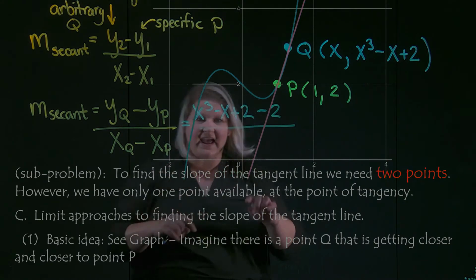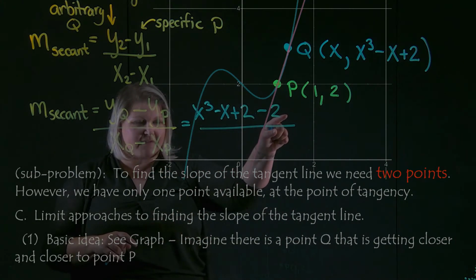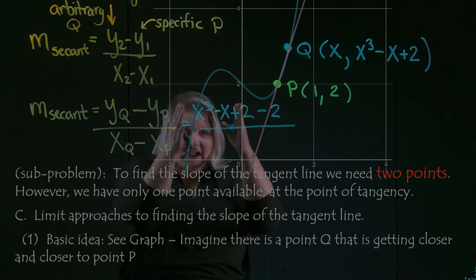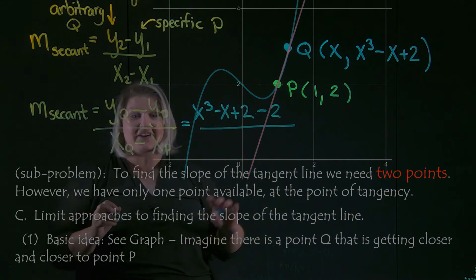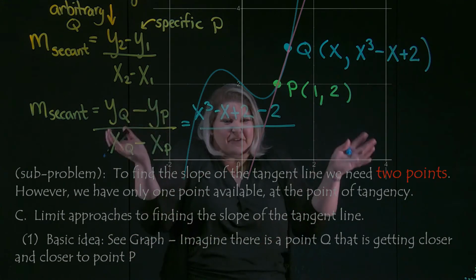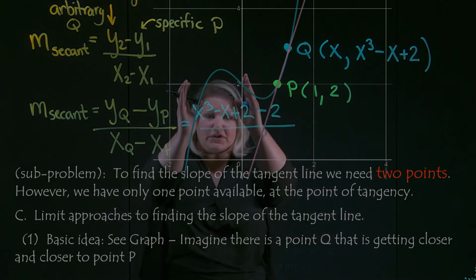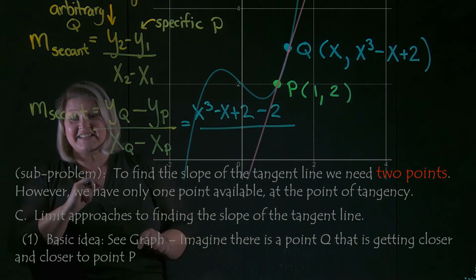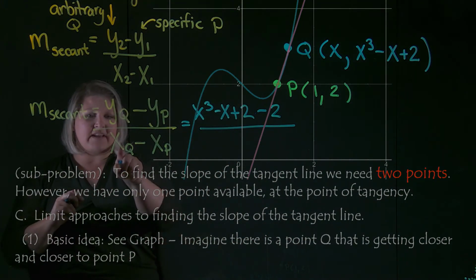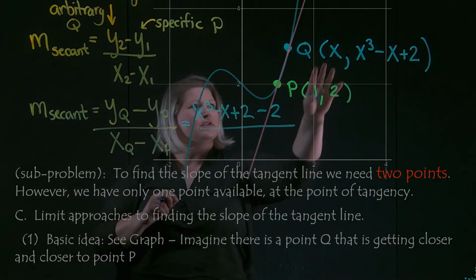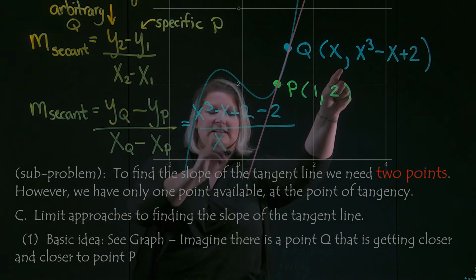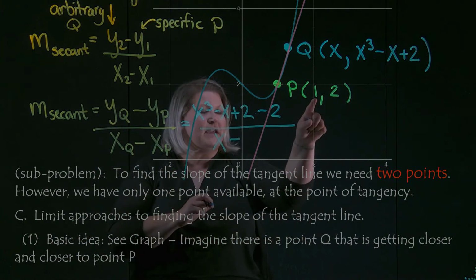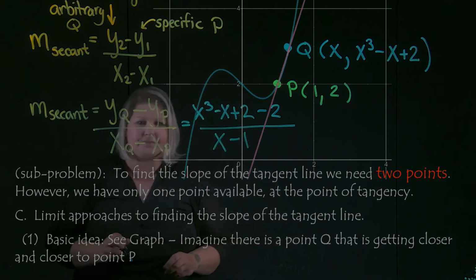See why we want to have arbitrary minus specific? When I subtract a number, that's not that big of a deal. Subtracting an equation can be a big deal and can cause issues if you forget to distribute your sign. So always do arbitrary minus specific. Let's continue the same thing for x. So I want to find the x coordinate of Q. So here's Q. My x coordinate is x. And then I want to subtract from it the x coordinate of P, and that is 1.